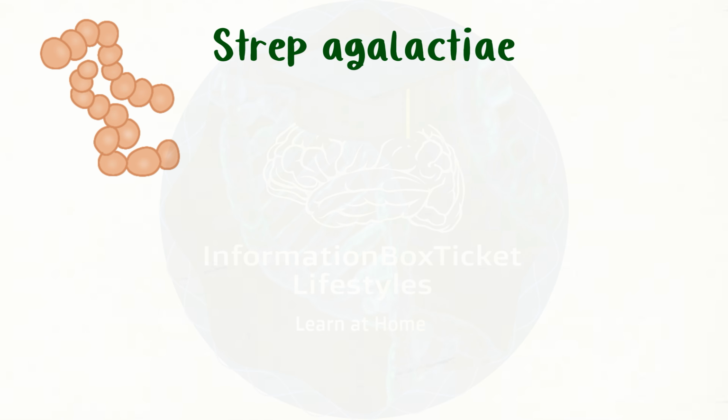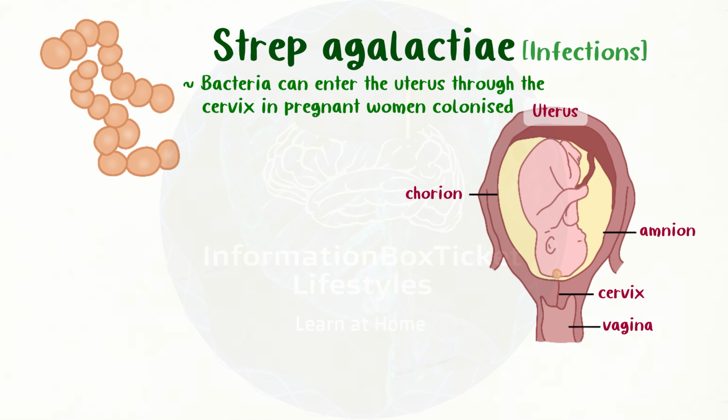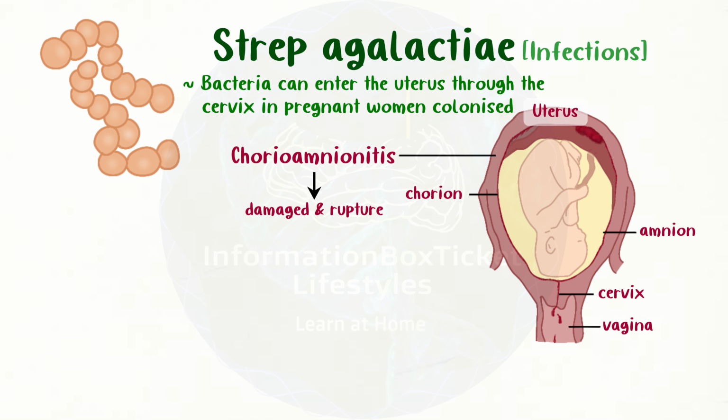Strep agalactiae can cause many infections. Bacteria can enter the uterus through the cervix in pregnant women colonized with Strep agalactiae. From here, they can infect the fetal membranes, specifically the chorion and amnion, producing chorioamnionitis. When this occurs, the membranes might become damaged and rupture before birth, resulting in a miscarriage or preterm delivery. Sometimes the illness might spread to the fetus, resulting in intrauterine mortality.